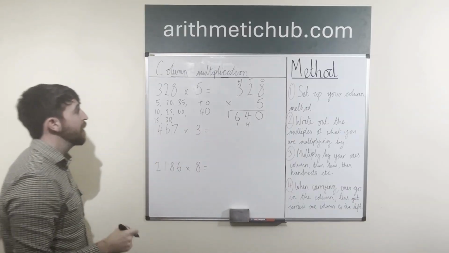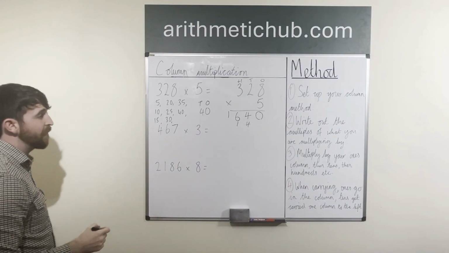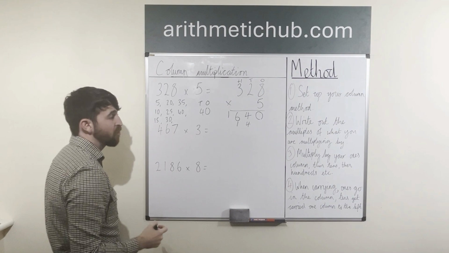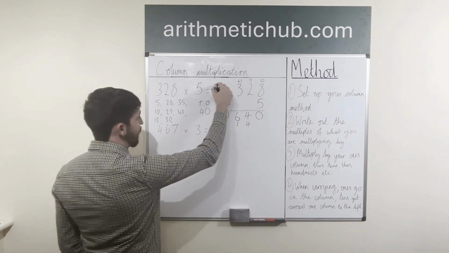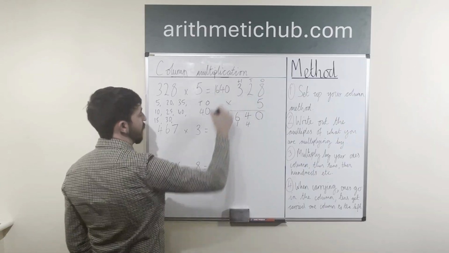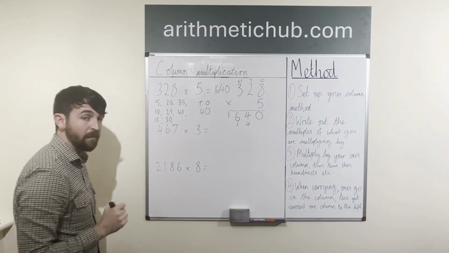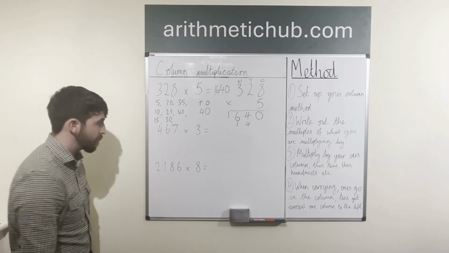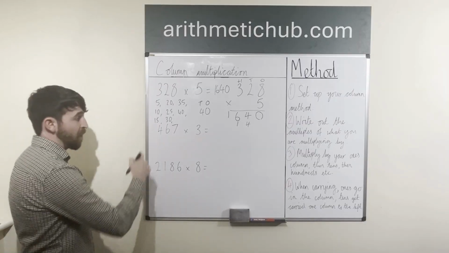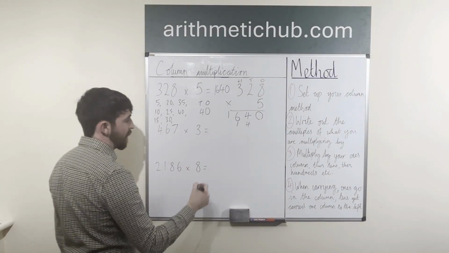So our answer to 328 times 5 is going to be 1,640. I can write it in here as my answer. Okay, let's have a look at this next question. The next question says 467 times by 3.